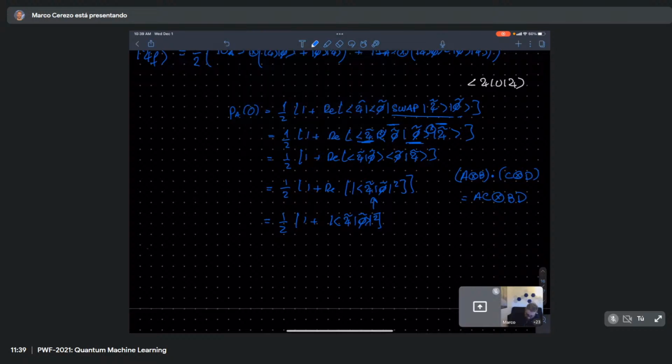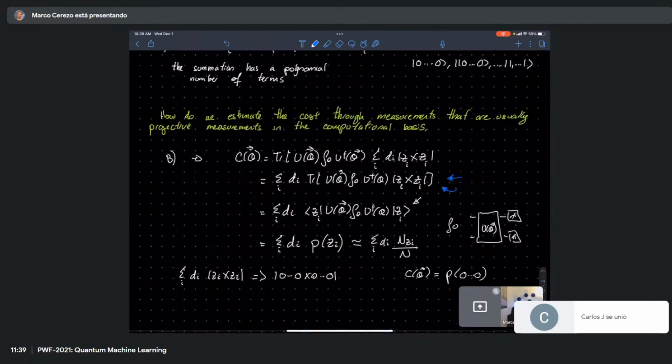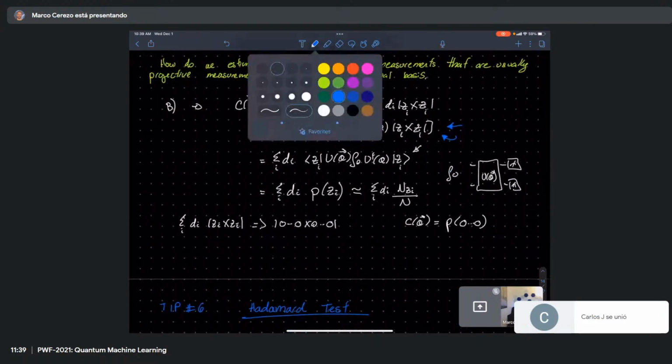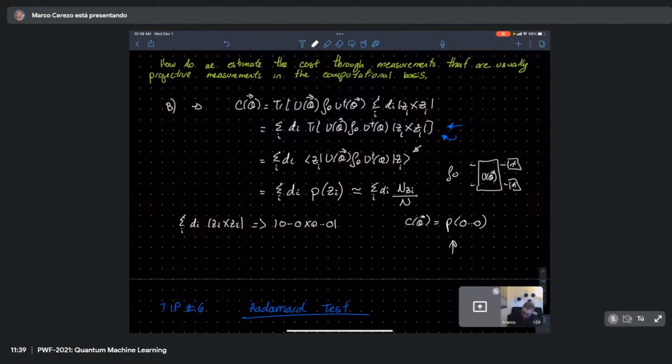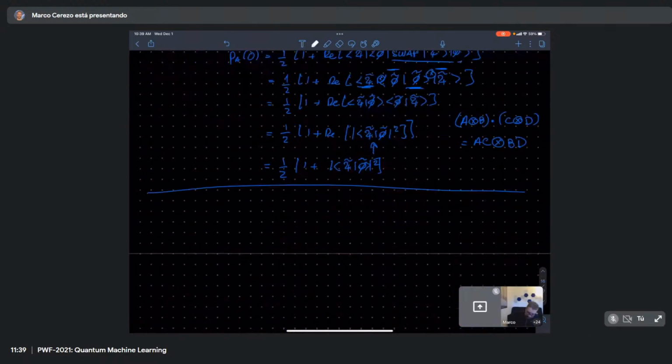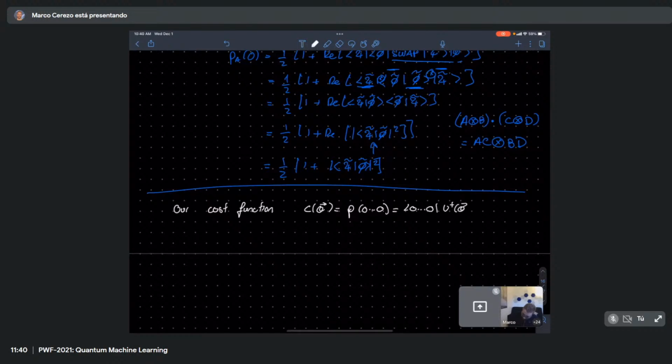So why did we do all of this big detour, right? Because we were wondering how to compute this cost function. Imagine that I want to compute the probability of the all zero state, right? Going back to our cost function, and everything is going to make sense right now, I promise. For that specific example, C of theta was equal to the probability of the all zero state, which was simply take the all zero state and compute the expectation value of U. This should not be dagger.